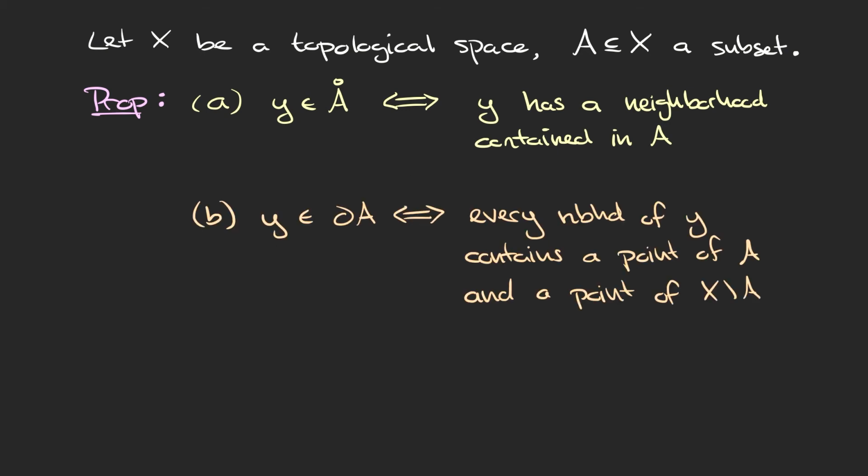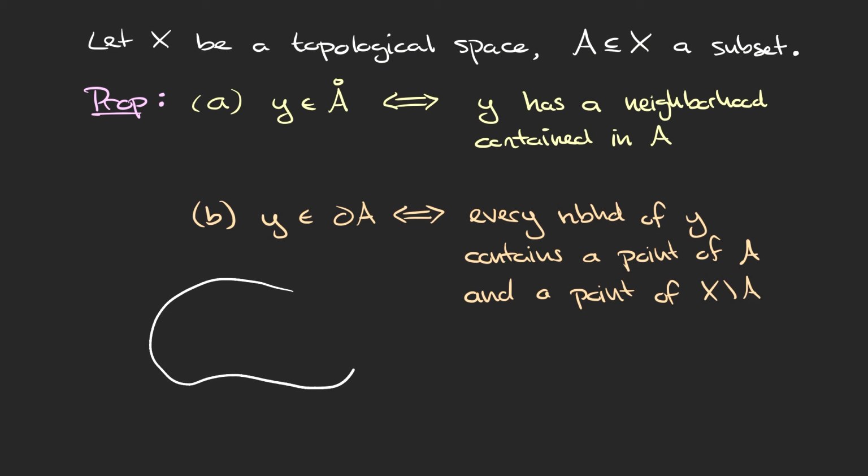The next statement is similar, and it deals with the boundary of A. So it's saying that y is contained in the boundary if and only if every neighborhood of y contains a point of A and also contains a point of the complement of A. I'm going to skip the proof of this, but I'll draw a picture to illustrate what's happening.